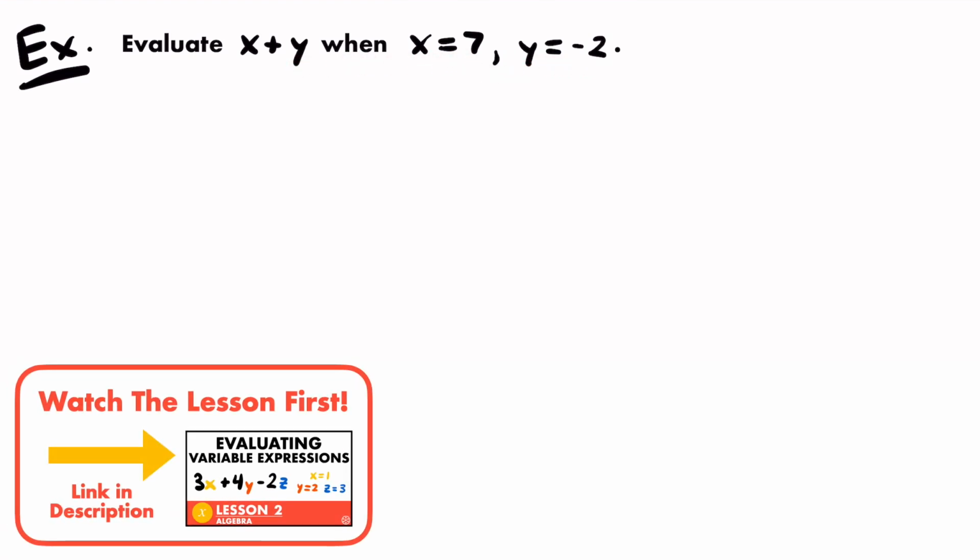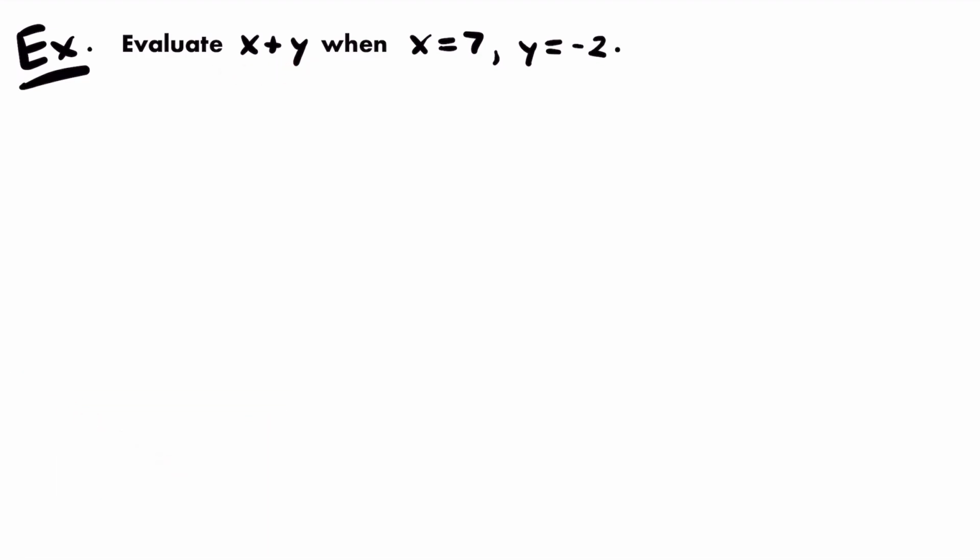Okay, so when you want to evaluate a variable expression and you're given some values that each variable is equal to, what you want to do is simply replace each of the variables in the variable expression with what they are equal to. You want to substitute in, or as I like to say, you want to plug it in, and then do the math and simplify to get a final answer.